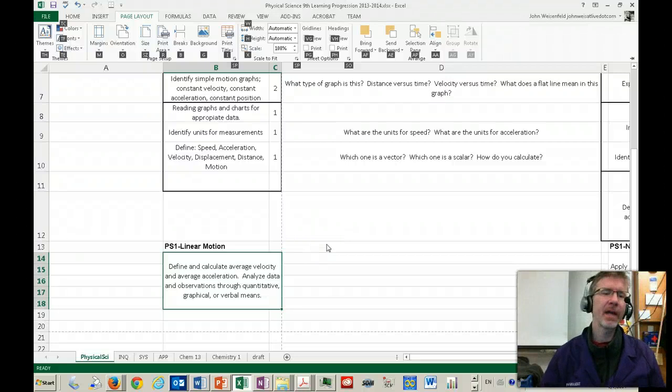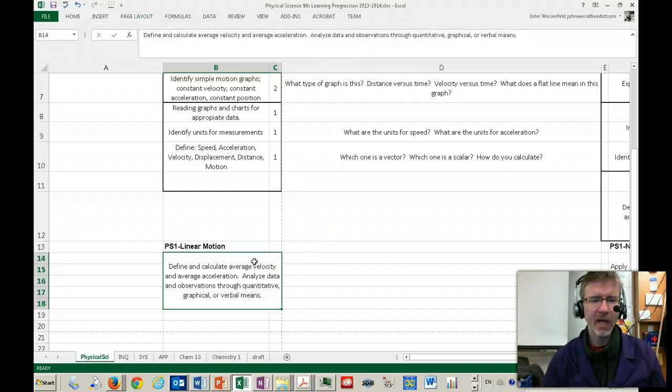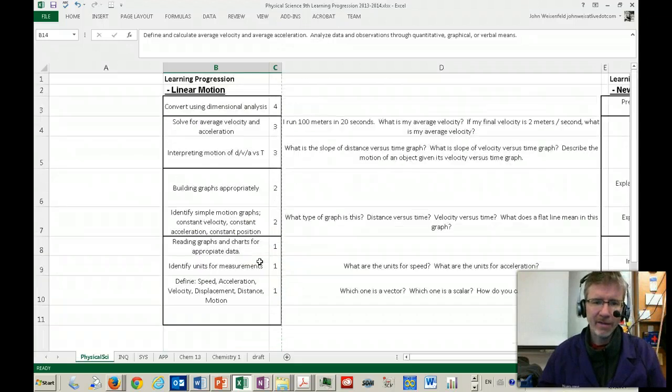Let's go over the standard for the PS1 linear motion. First of all, the standard here has an objective. You're to define and calculate average velocity and average acceleration, analyze data you've taken from an experiment and your observations, and do that in quantitative, graphical, or verbal means. What we mean by that has certain levels.